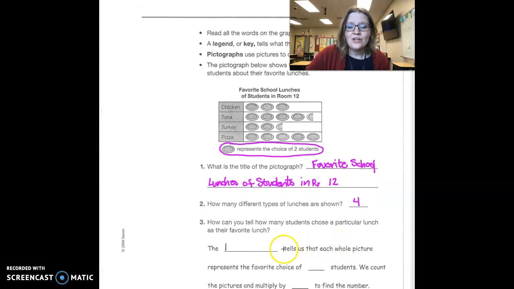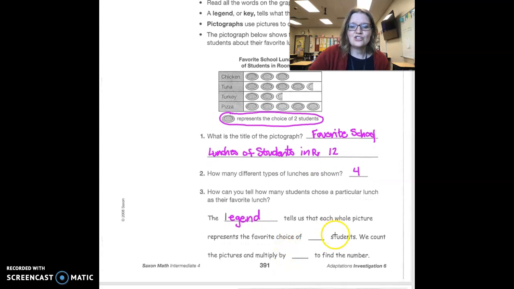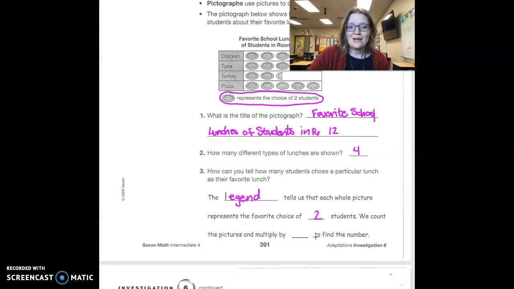And how can you tell how many students chose a particular lunch as their favorite lunch? The L tells us that the legend. The legend, which is that little box, that little part that I drew a circle of right up here, shows us that each whole picture represents the choice of 2 students. We count the pictures and multiply by 2 to find the number.